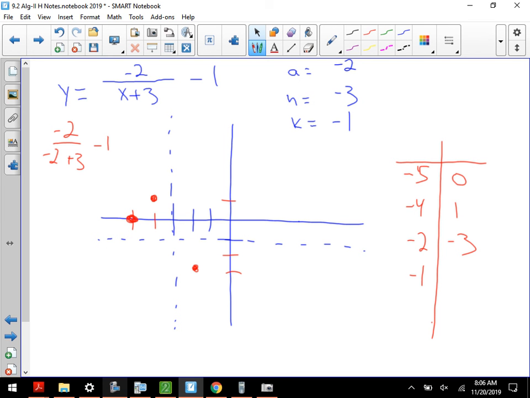Take a guess. Where should the next point be? Above that one or below it? Should be above. Good. Very good. So we check it. What's -1 plus 3? +2. -2 divided by +2? -1 minus 1?